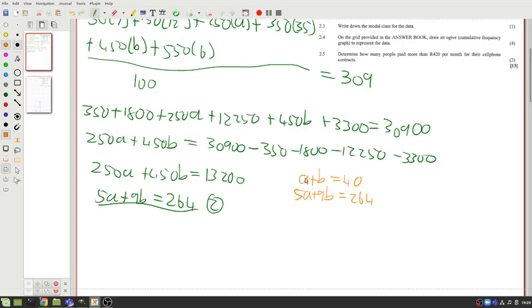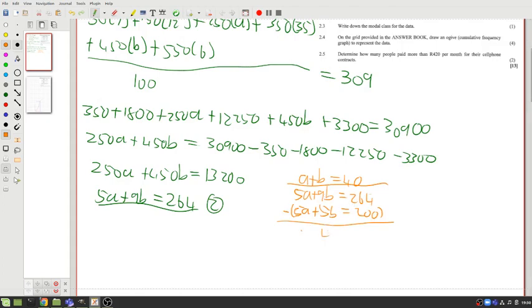I'm going to use the elimination method. You're welcome to do substitution if you like. I'm going to multiply equation 1 by 5. So if I multiply this by 5, I get 5A plus 5B equals, and 5 times 40 is 200. Now I'm going to subtract the second one. I'm going to say this equation minus this equation and see what we get. So 5A minus 5A is nothing.